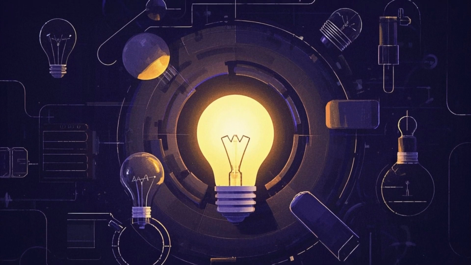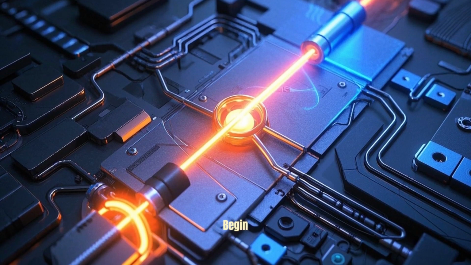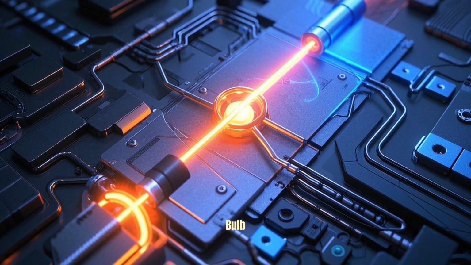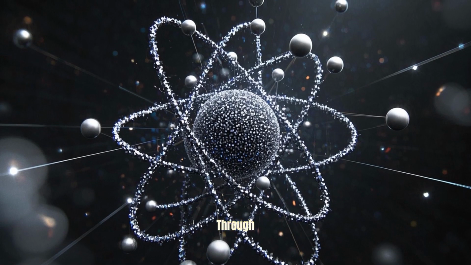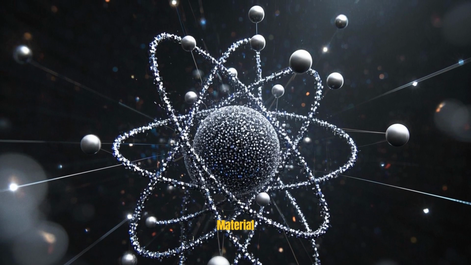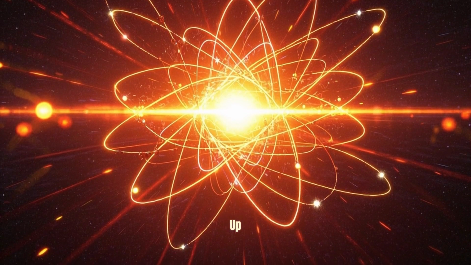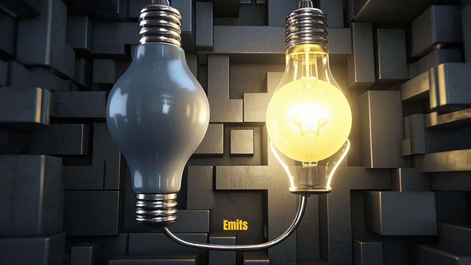Let's see how a light bulb works. When we switch on the electric circuit, electrons begin to flow through the filament of the bulb. As the electrons move through the filament, they collide with the atoms of the filament material. These collisions cause the atoms to vibrate and the light bulb to heat up. The hot filament then emits light.